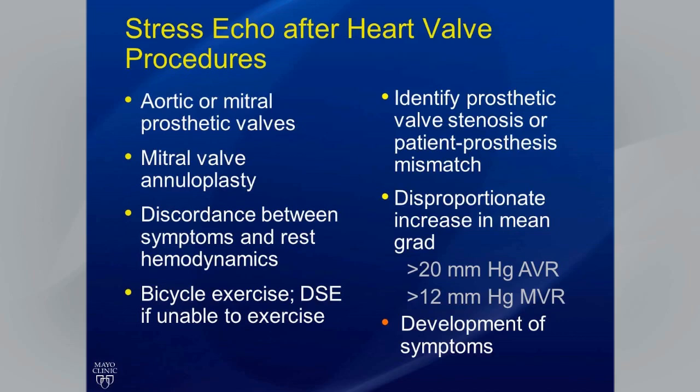We can use this to identify prosthetic valve stenosis or patient prosthesis mismatch. A disproportionate increase in the mean gradient is considered to be more than 20 millimeters mercury with an aortic valve prosthesis or more than 12 with a mitral valve prosthesis or repair. And we also watch for the development of symptoms.